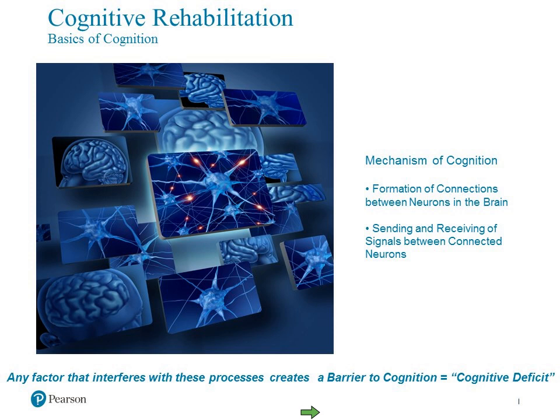So any factor that interferes with those processes creates a barrier to cognition, and it's what we would refer to as a cognitive deficit. Cognitive skills are skills that can be lost or can be altered due to brain damage that results from disease or injury. Cognitive functioning difficulties that are a result of disease or injury then often affect behavior and the ability to complete everyday tasks.